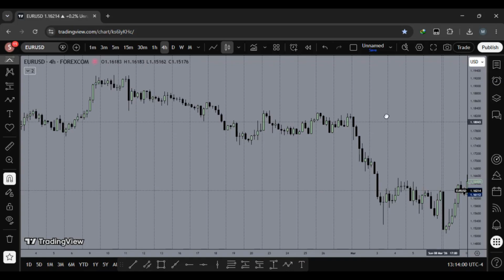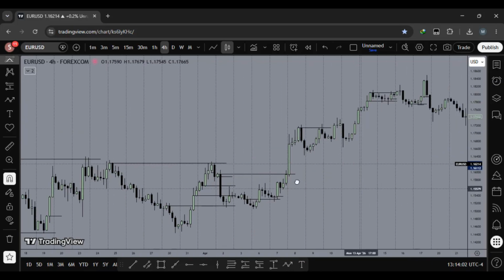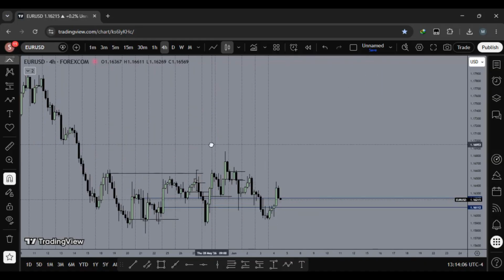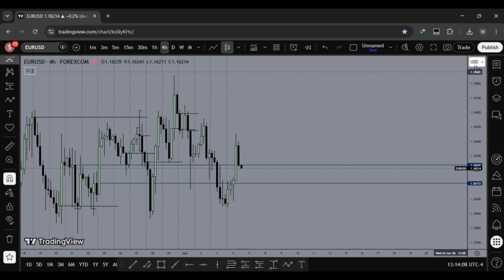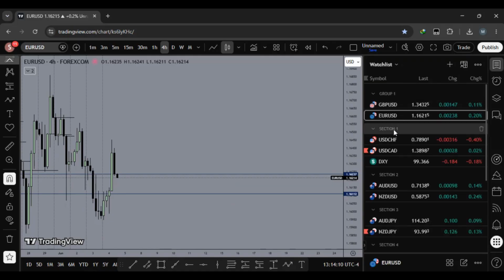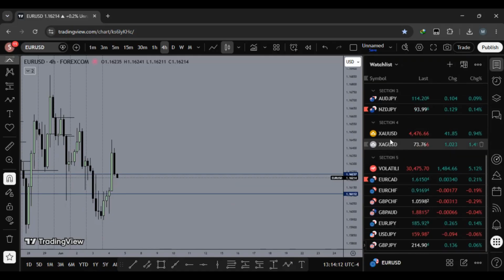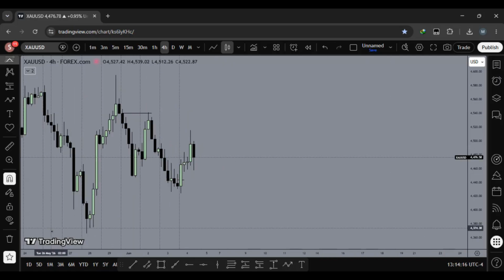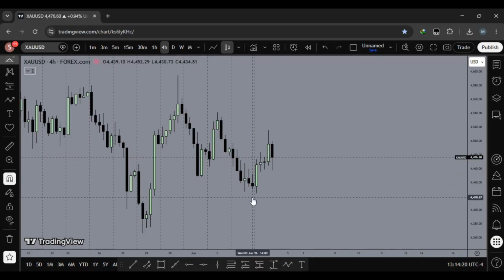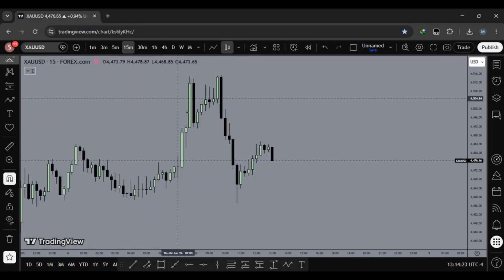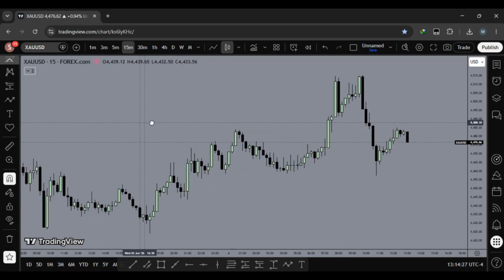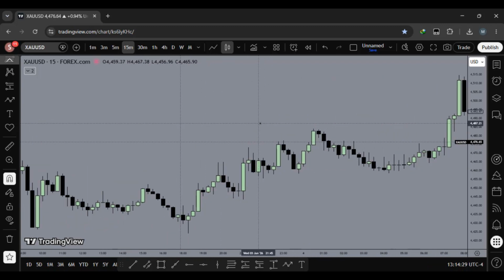So let's look at gold. For gold, I will recommend the 15 minutes time frame. You can backtest 1 hour, you can backtest daily, no problem. But for gold, I will recommend M15. That's the one I backtested.